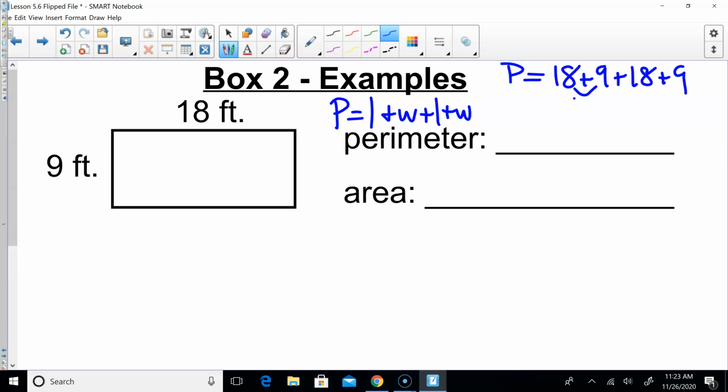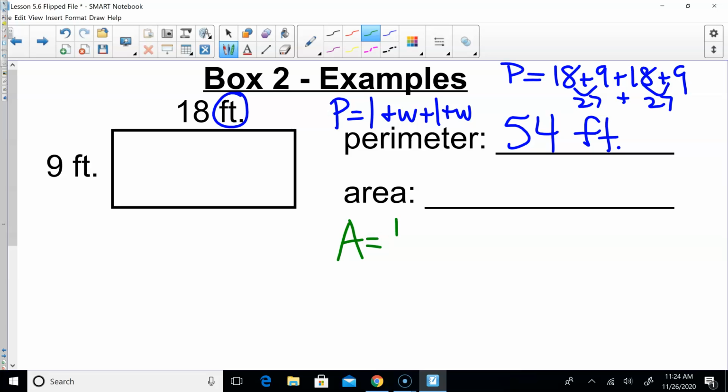Well, I know these two equal 27, which means these two would equal 27. Which means if I add those together, 27 plus 27 would equal 54. Now I can't just put units because these have a label. It would be 54 feet. And we transition to our area.